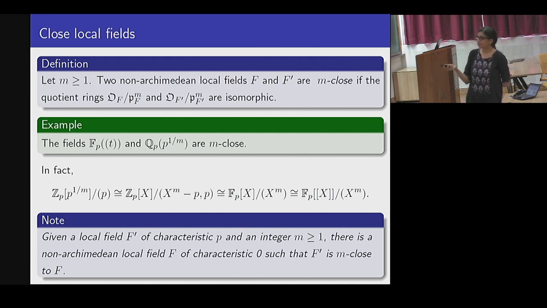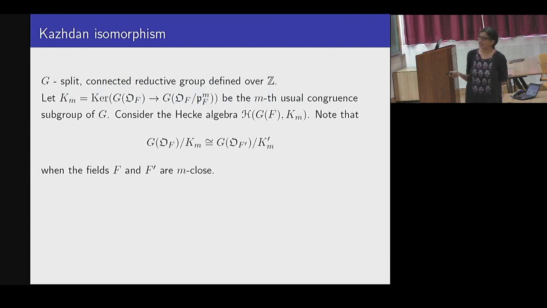Now I'll state what the Kazhdan isomorphism is. Recall, as I mentioned earlier, this was a priori only for split reductive groups. So I'll fix a split connected reductive group. I can fix a model for it over Z and let K_m be the kernel from G(O_F) to G(O_F mod P_F^m), and I'm considering this Hecke algebra. Recall that this is spanned by the characteristic functions of all the K_m double cosets in G(F), and it is an algebra with respect to convolution.